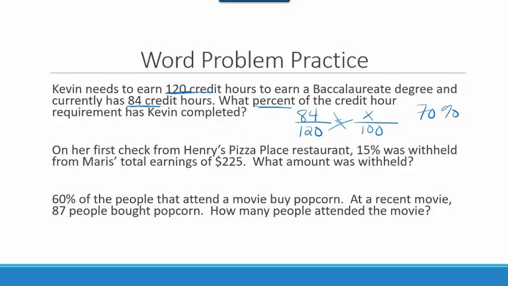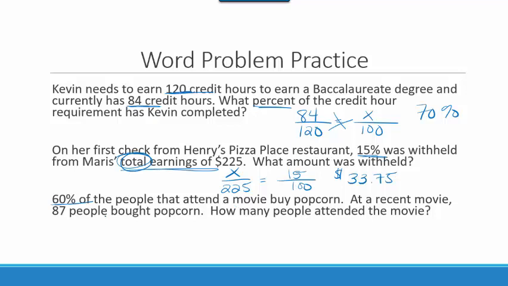This one says on her first check at a restaurant, 15% was withheld from her total earnings of $225. We want to know what amount was withheld. The percent always goes over 100. Since this was her total earnings, that's the whole, and we don't know the amount or we don't know the part. So when you cross multiply in this case, we know that she was withheld $33.75.